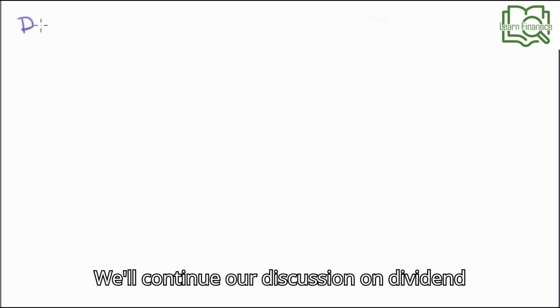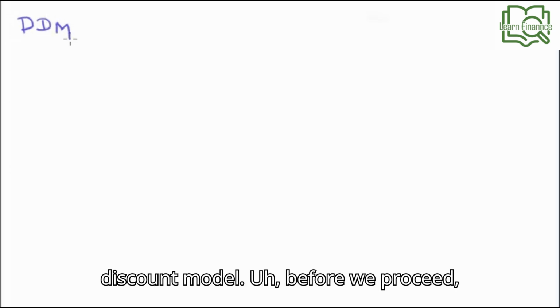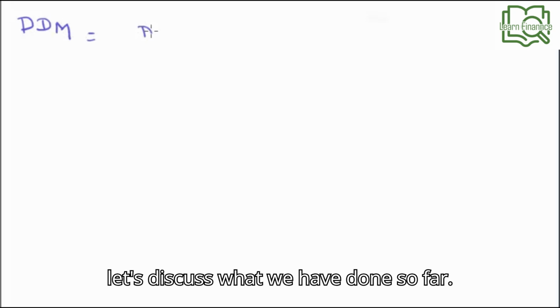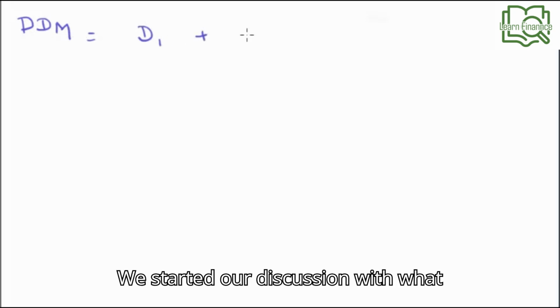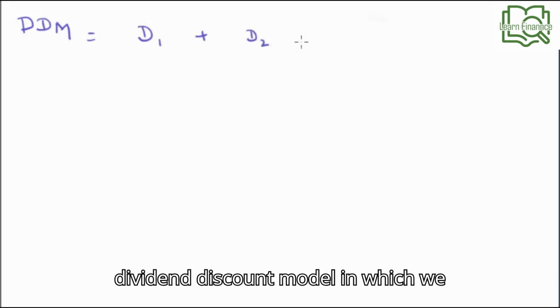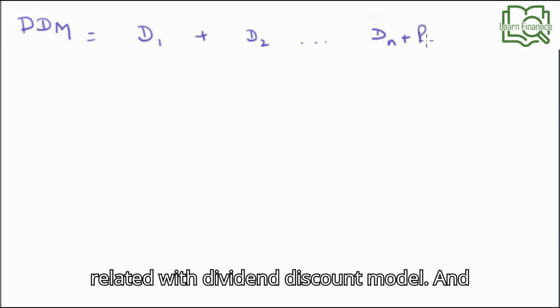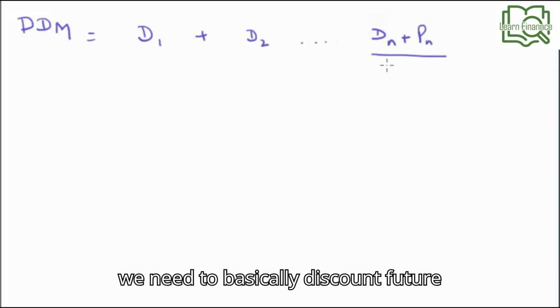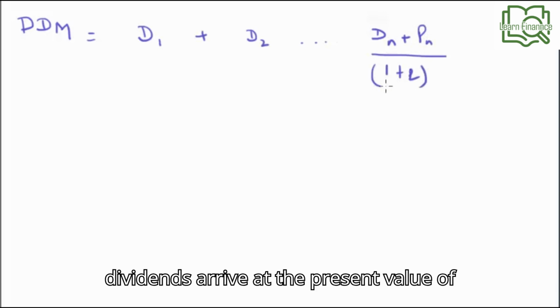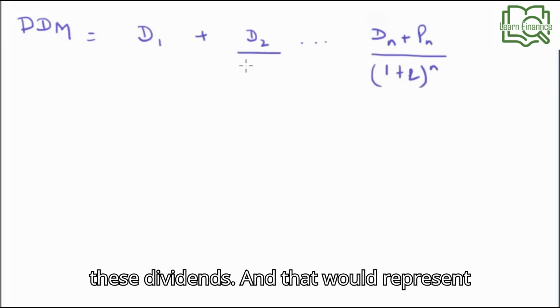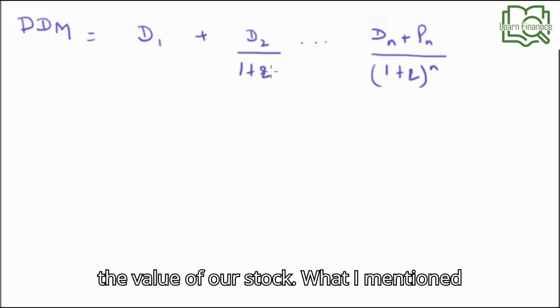We'll continue our discussion on the dividend discount model. Before we proceed, let's discuss what we have done so far. We started our discussion with what the dividend discount model is, in which we introduced a couple of formulas related to it. We need to discount future dividends to arrive at the present value of these dividends, and that would represent the value of our stock.